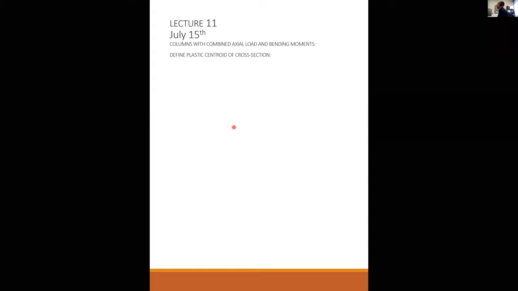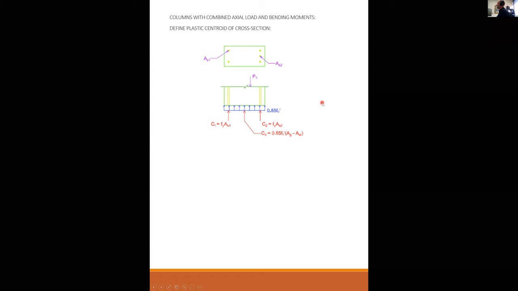So first thing we're going to do is define the centroid of the cross section, the plastic centroid of the cross section. So the plastic centroid of the cross section is the average of these three elements here. It is the yielding force of the rebar. It is the total compressive force of the concrete and the yielding force of the rebar here. P naught is located at the resultant of C1, C2, and C3, which equals the plastic centroid. Why is that important? Because if the applied load is not applied through the plastic centroid, then that's the eccentricity.